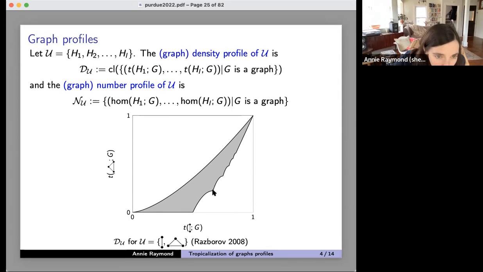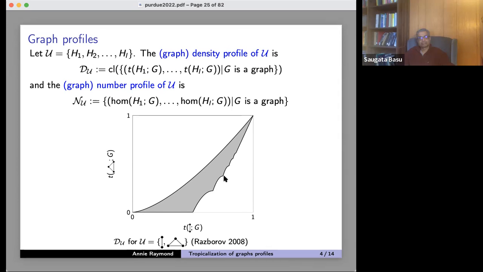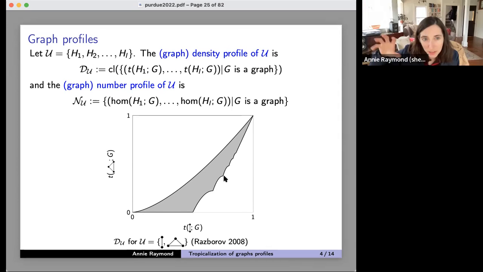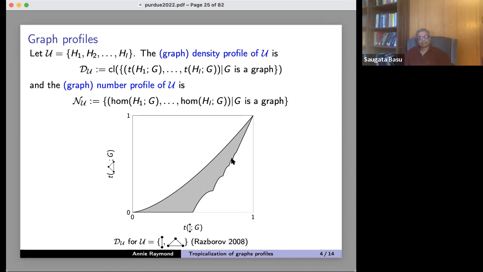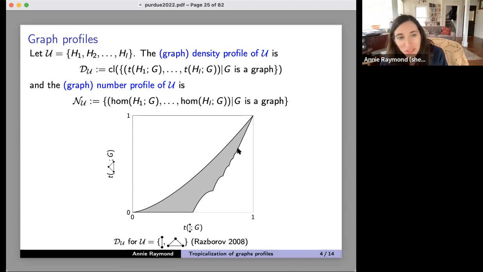And then I have over here Turán graphs, so graphs that are complete k-partite graphs with parts that are as equal as possible. And then I keep having these little concave bits. I just didn't draw all of them. So I think it's a really cool picture.